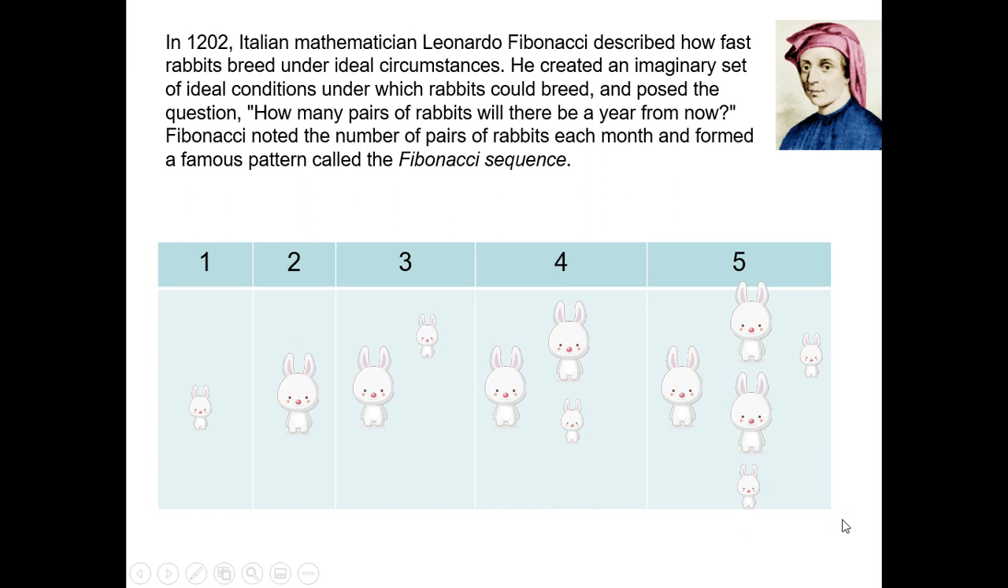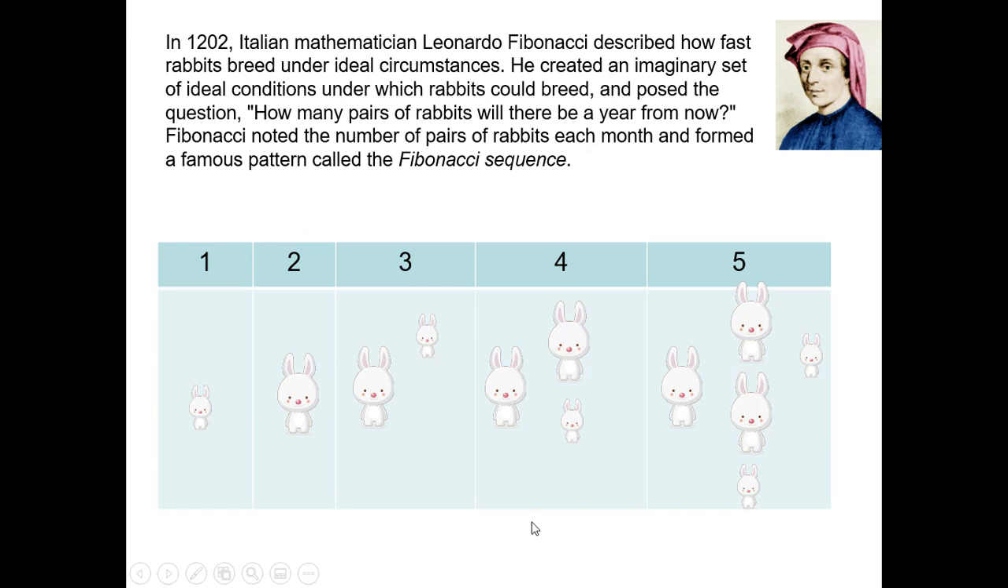Before we get to that, let's talk about the Fibonacci sequence. In 1202, Italian mathematician Leonardo Fibonacci described how fast rabbits breed under ideal circumstances. He created an imaginary set of ideal conditions under which rabbits could breed and posed the question, how many pairs of rabbits will there be a year from now? Fibonacci noted the number of pairs of rabbits each month and formed a famous pattern called the Fibonacci sequence.